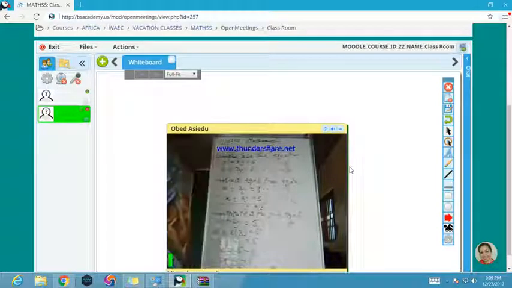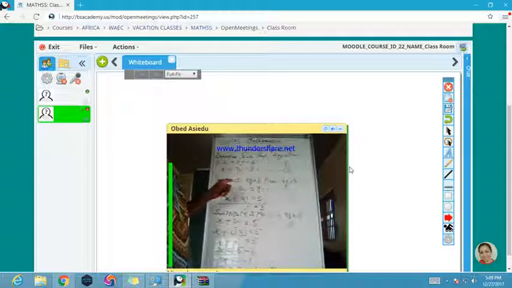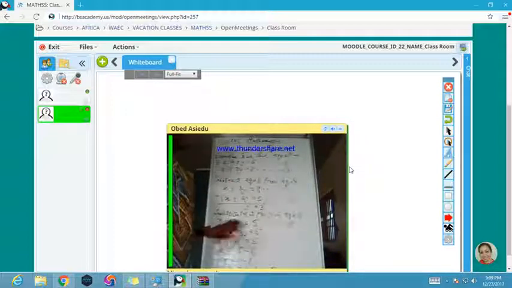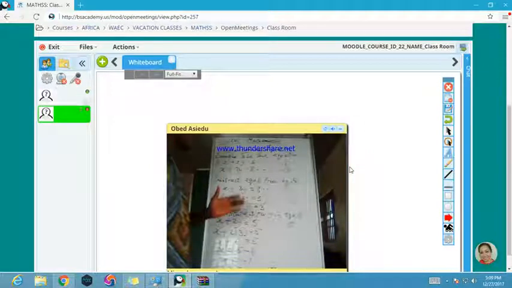That is example 1. Now we are still going to use the substitution method in solving this same example. This is the same example we are working on now. We are going to use the substitution method. Now let me explain again. Now if you look at what we have here, this is what? A simultaneous equation.